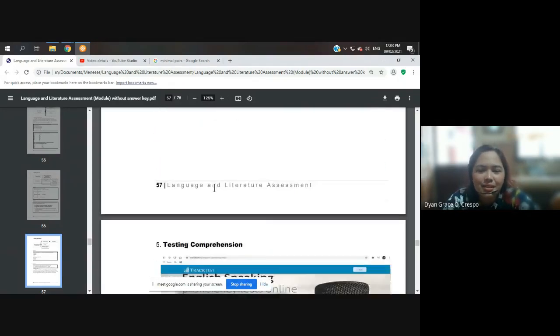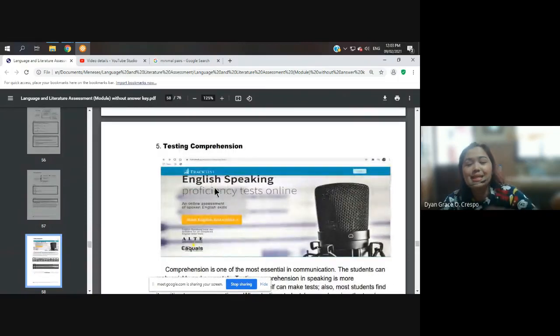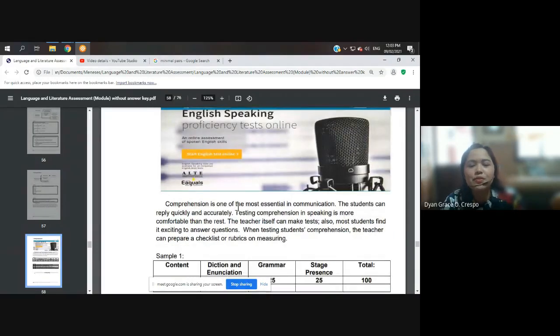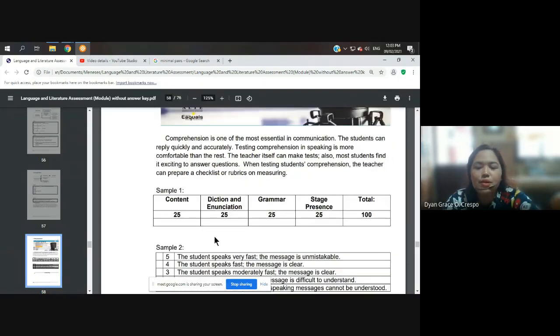Okay? So, testing comprehension. This is an example. This is a screenshot from a test of comprehension. So comprehension is one of the most essential skills. The students can reply quickly and accurately. Testing comprehension and speaking is more comfortable than the rest. The teacher itself can make tests. Also, most students find it exciting to answer questions. When testing students' comprehension, the teacher can prepare checklists for measuring: content, diction, grammar, stage presence, total.